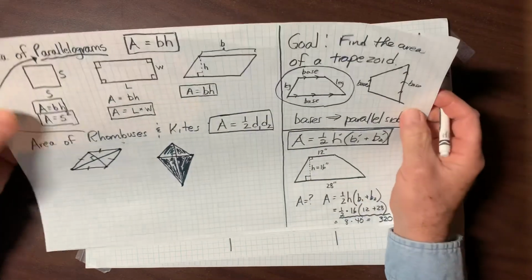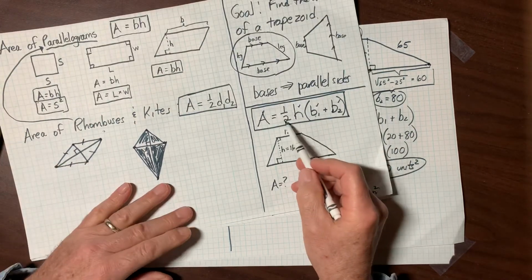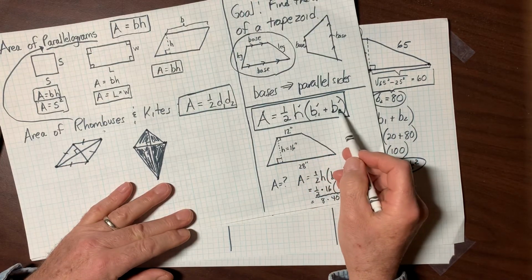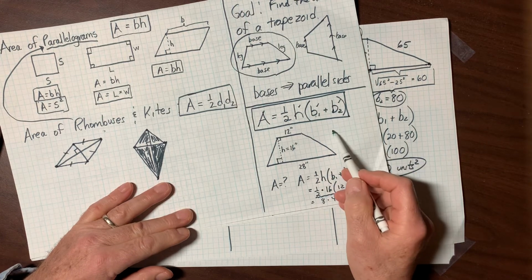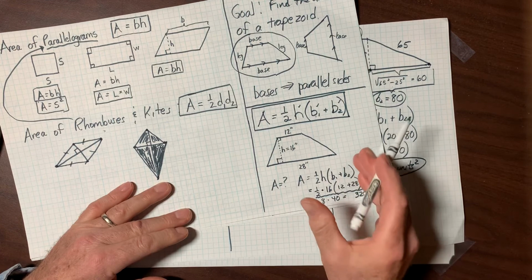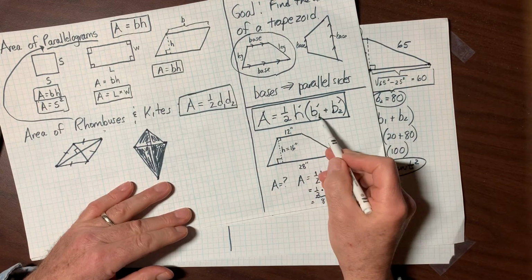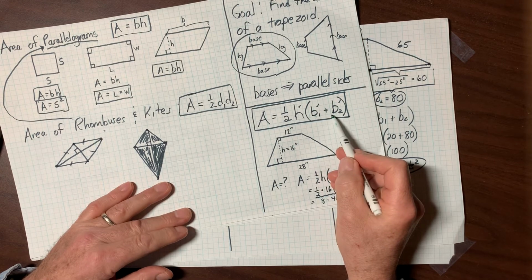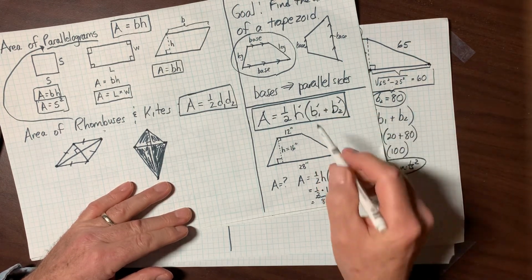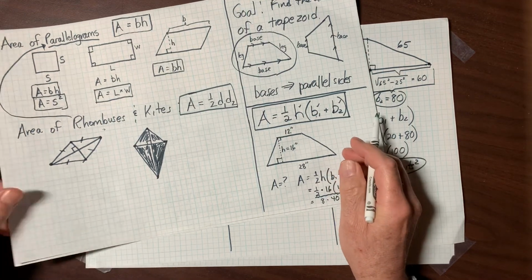To find the area of a trapezoid, this is your primary tool. The area would be 1 half the height times the sum of the bases. And in almost all the problems that you will do, you're going to have to use some prior skill, some prior knowledge to figure out the height or one of the bases before you can plug in and apply the formula. What knowledge or skill am I referring to?